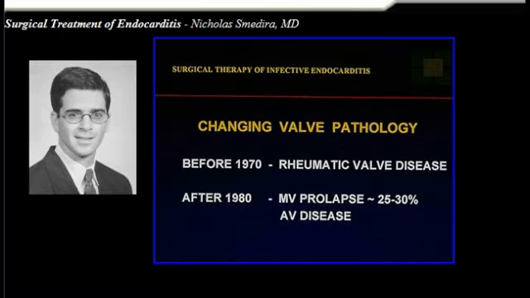If you look at a series of patients and compare the valve pathology depending on different eras, before 1970 it was rheumatic valve disease. And as this has declined in prevalence, it's now aortic valve pathology and mitral valve prolapse that are the leading cause in multiple series for the valve pathology underlying infective endocarditis.